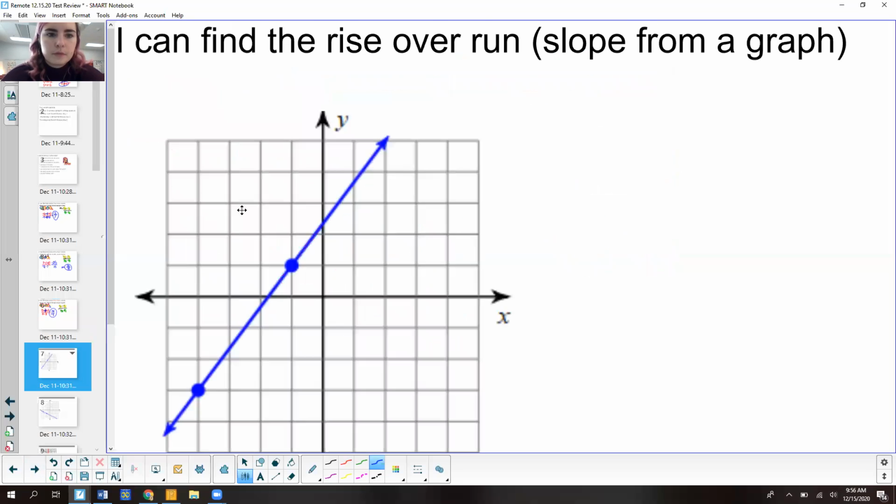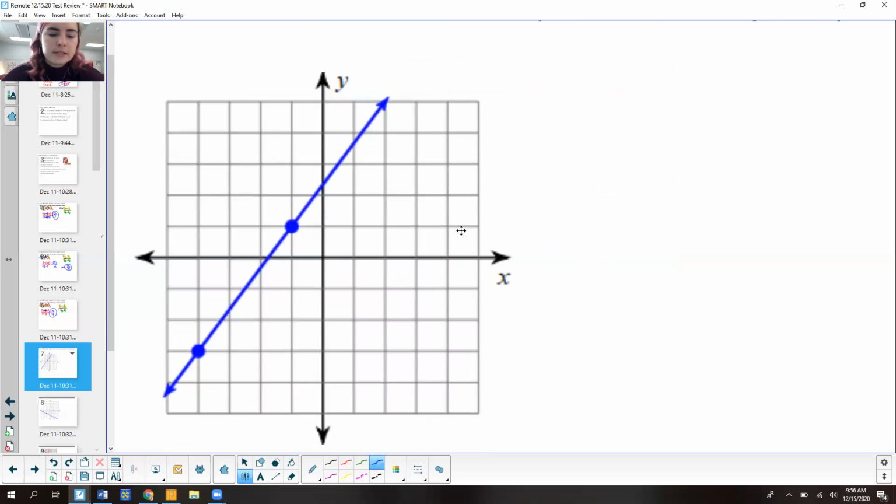All righty. I can find the rise over run, slope from a graph. This is going to be our next skill that I want to make sure that everybody's comfortable with. This is actually what my in-person students are learning right now, so they're way behind you.